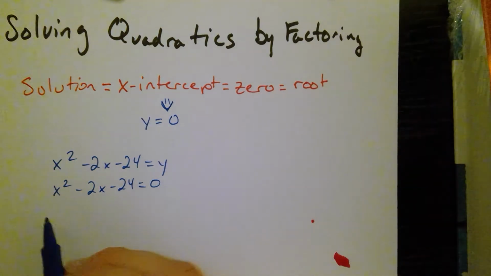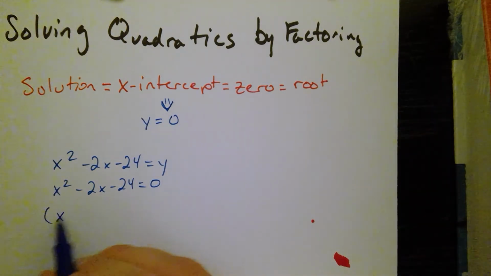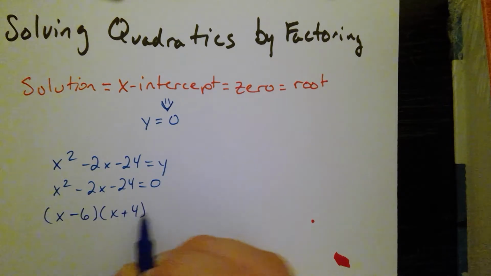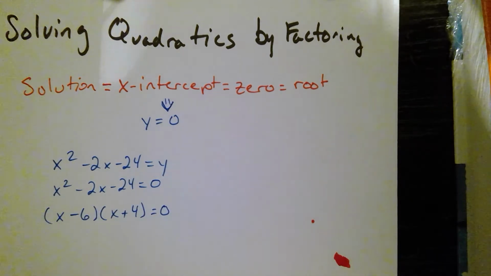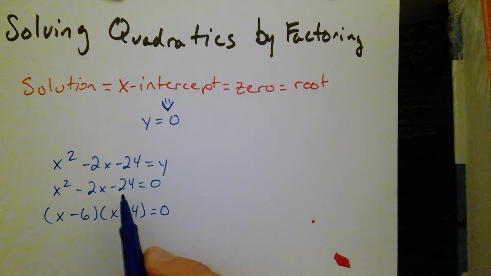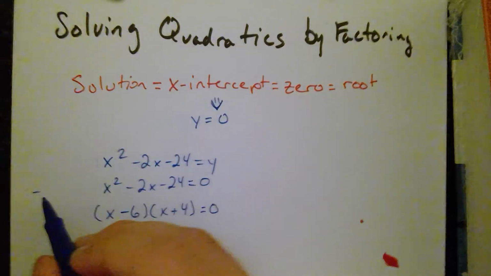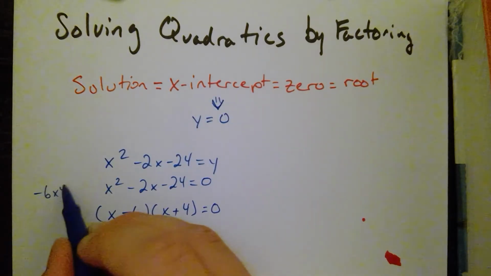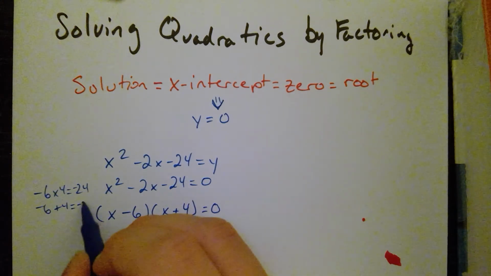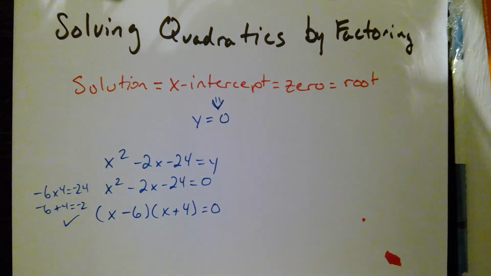So hopefully when you factored this, you saw we're going to have x minus 6, x plus 4 equals 0. Okay, so if you notice here, negative 6 and 4, they multiply to make negative 24. I'll just write this off to the side. Negative 6 times 4 equals negative 24. Negative 6 plus 4 equals negative 2. So that is what we want for our factors.